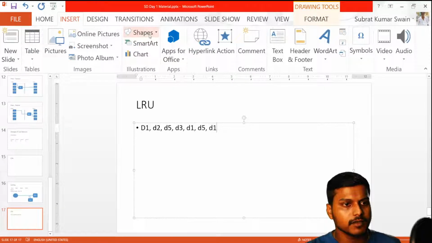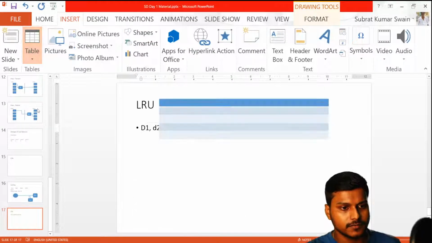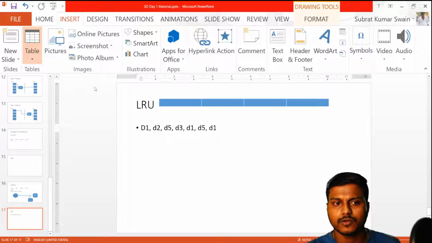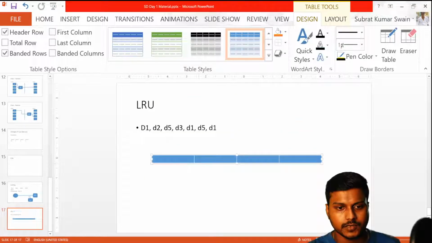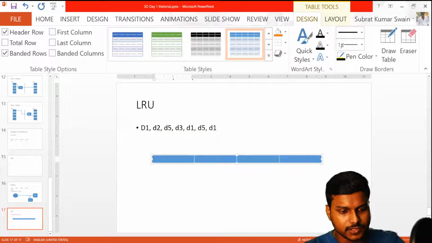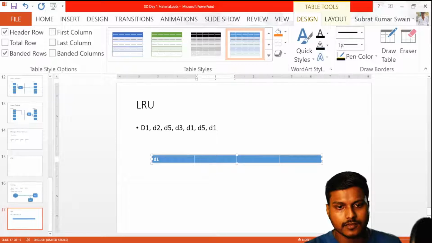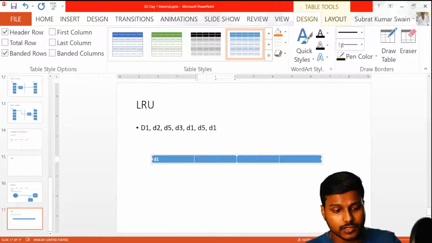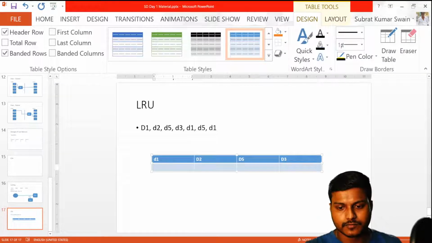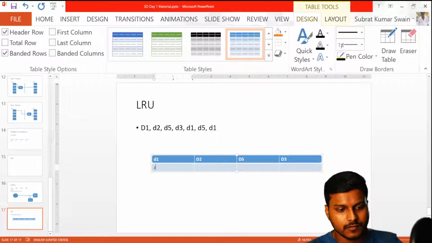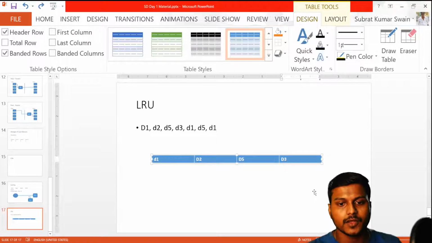Let's make this a table, which would work better. I just need 4 slots. So when data 1 is fetched, data 1 will be stored in a cache slot. There are 4 cache slots, let's say. D1 is stored first, then D2 is stored, then D5 is fetched, then D3 is stored.